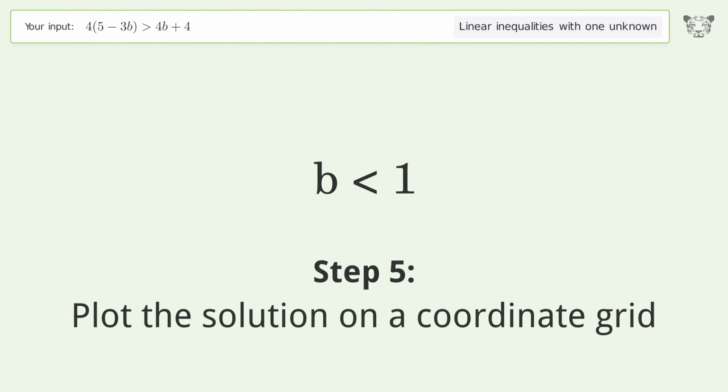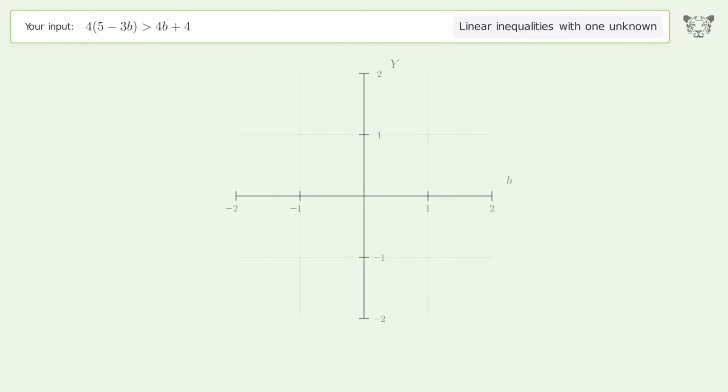Plot the solution on a coordinate grid. And so the final result is b smaller than 1.